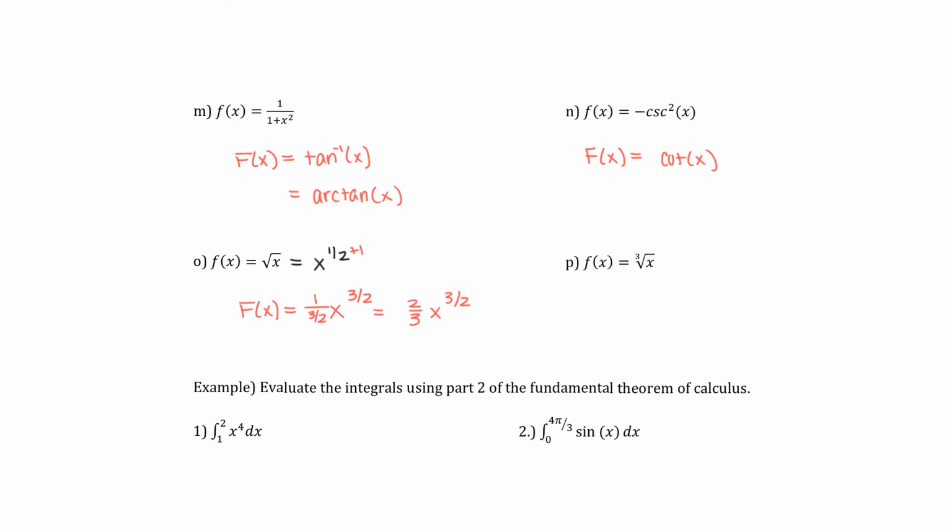All right, let's look at p. F of x equals the cube root of x. Well, that's x raised to the 1/3. So my antiderivative is going to be x raised to the 1/3 plus 1. So I'm going to add 1 there, and I'd get 4/3. And then I'd have 1 over 4/3 out front. So that'll be 3/4 x to the 4/3.